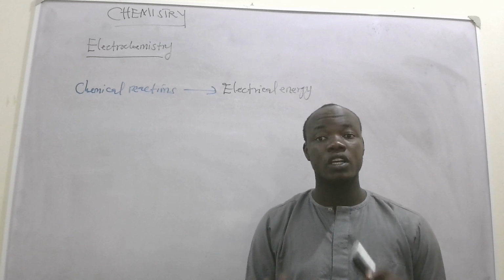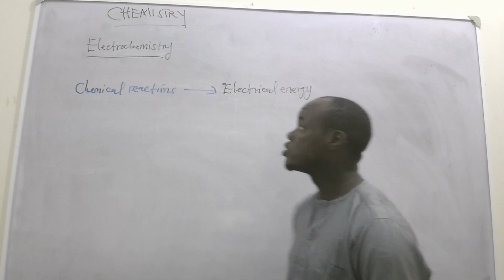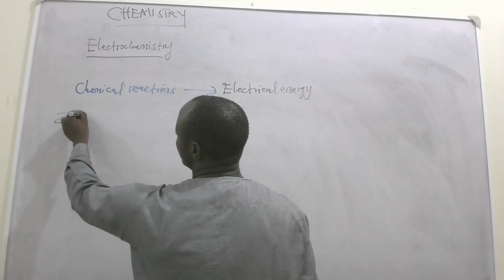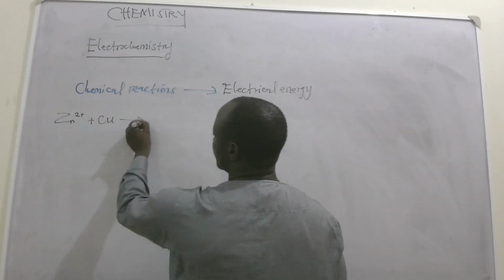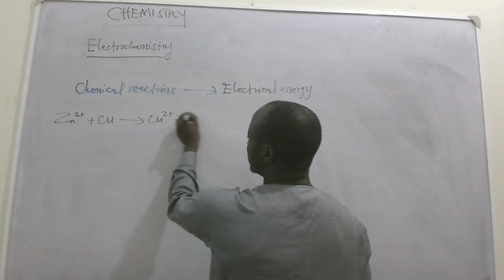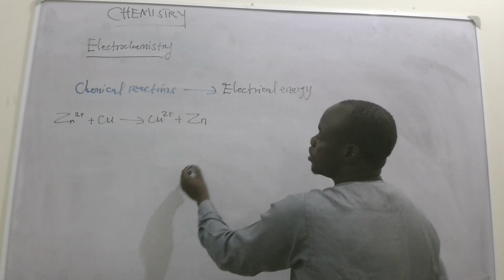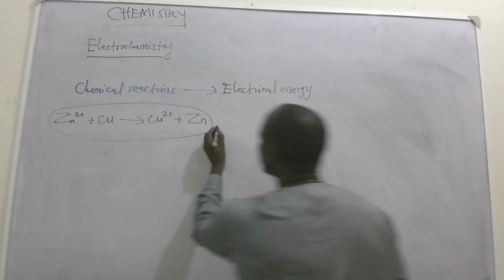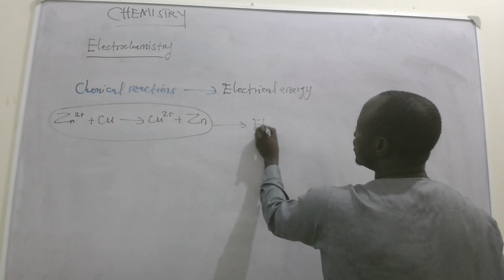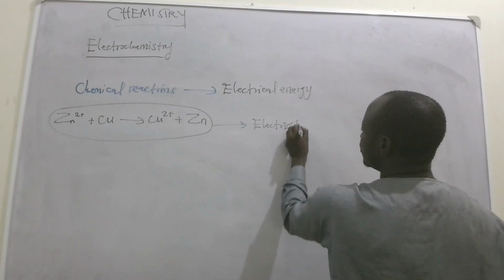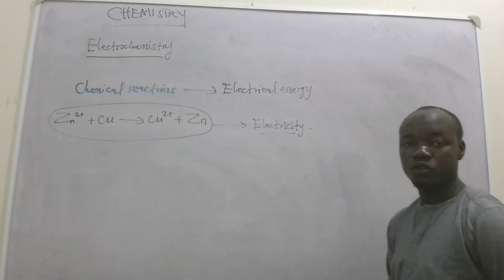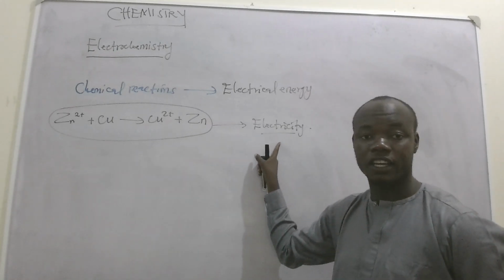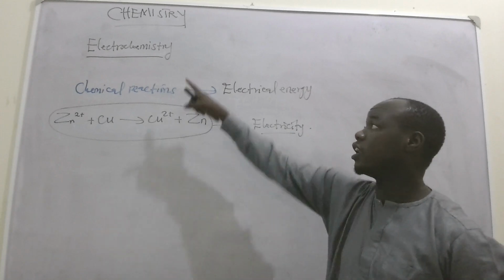is what describes electrochemistry. For example, let's say you have zinc 2 plus reacting with copper to produce copper 2 plus and zinc. If this chemical reaction is used to generate electricity, that is what describes electrochemistry. It's the use of chemical reactions to generate electrical energy, or to generate electricity.